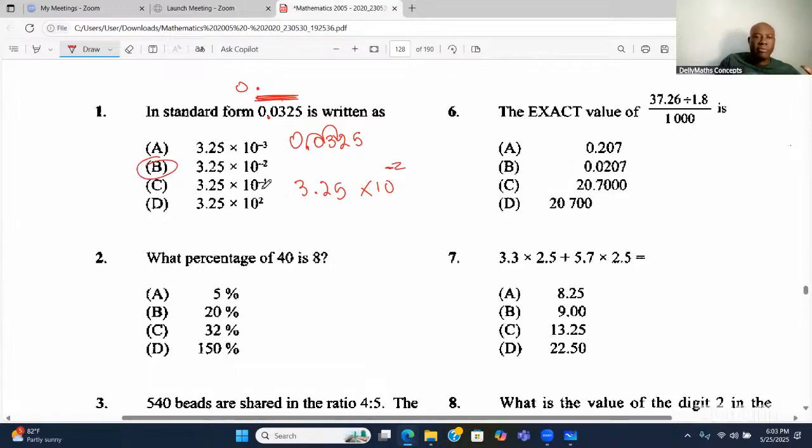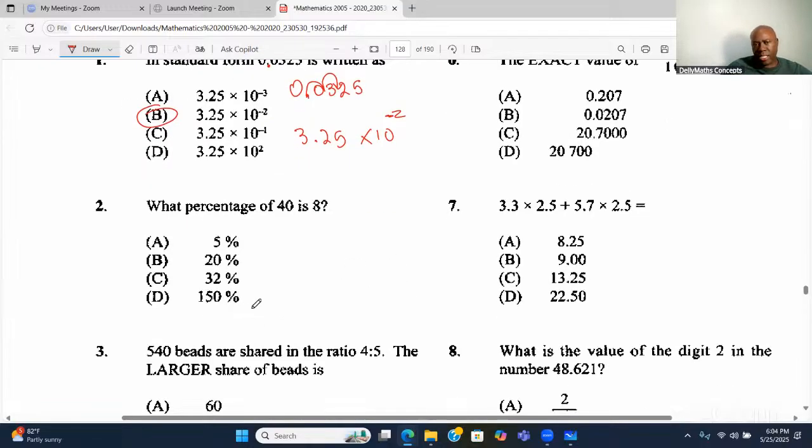So you could always look out for that, right? As long as the original number is a 0 point something, then your power of 10 is negative. So you could use that to go through as you go. All right, let us go to the next question.